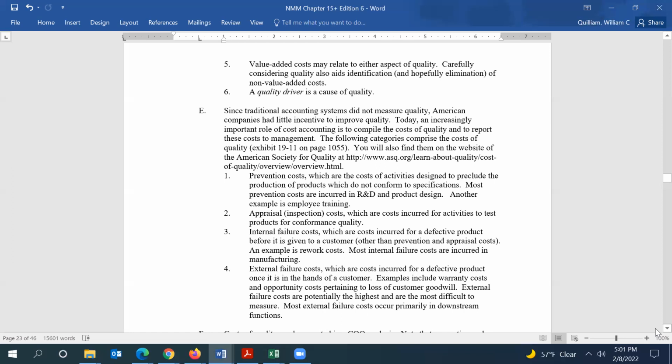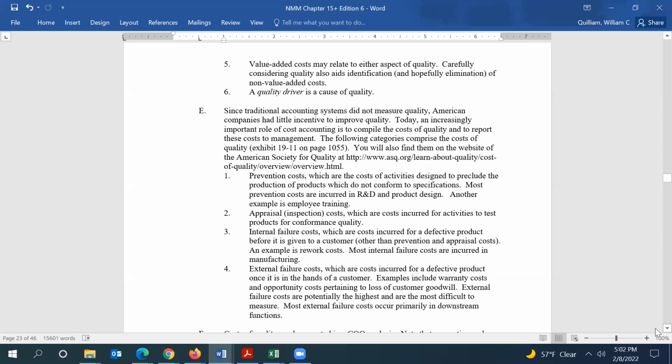Well, let's sure hope that we catch a failure in-house, internal failure cost. If we don't, we have the worst one of all. We have an external failure cost. So looking at number 4 there, those are costs incurred for a defective product once in the hands of a customer. Examples include warranty costs and opportunity costs pertaining to loss of customer goodwill.